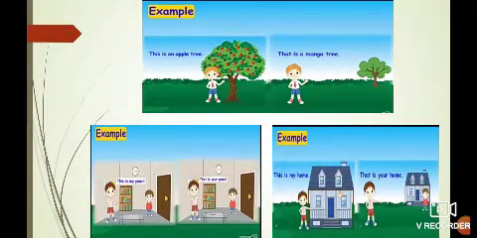Now let's understand from the next example. A tree is there and the boy is standing near to the tree. He is saying this is an apple tree. As the tree is near to the boy, so he is saying this is an apple tree. And in the same picture, a tree is far from the boy, so he is saying that is a mango tree.